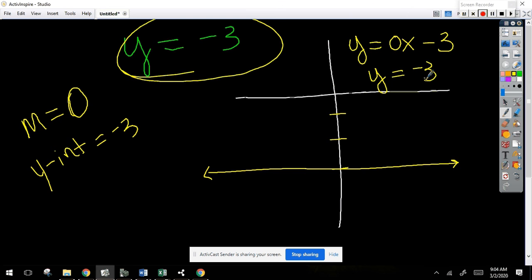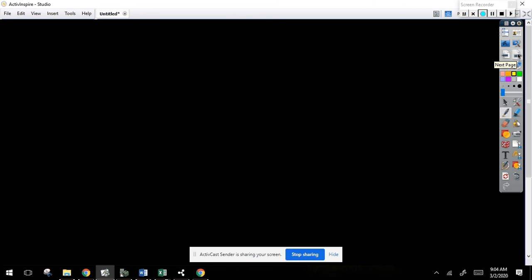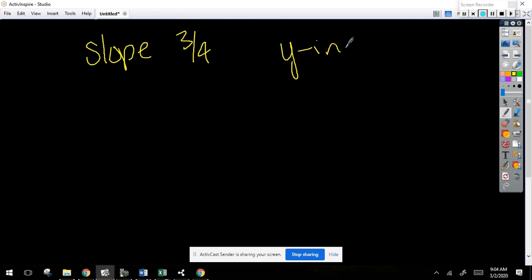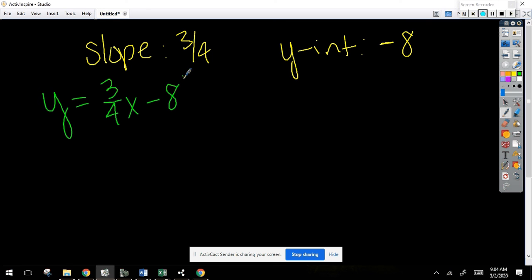Write an equation in slope-intercept form of a line with a slope of 3/4 and a y-intercept of negative 8. Write the equation. Alright, I got the equation. All right, give it to me. Y equals 3/4 x minus 8. You're right. Now graph it.